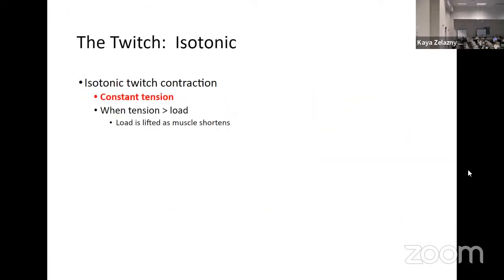So an isotonic twitch is the opposite. This is where you actually are creating enough force, enough tension in that muscle, to actually move the load. So the load is going to get lifted as the whole muscle shortens. We're going to see contraction in the muscle belly, and those tendons can stretch a little, but now that our force is great enough, they are going to pull the load along from an end.